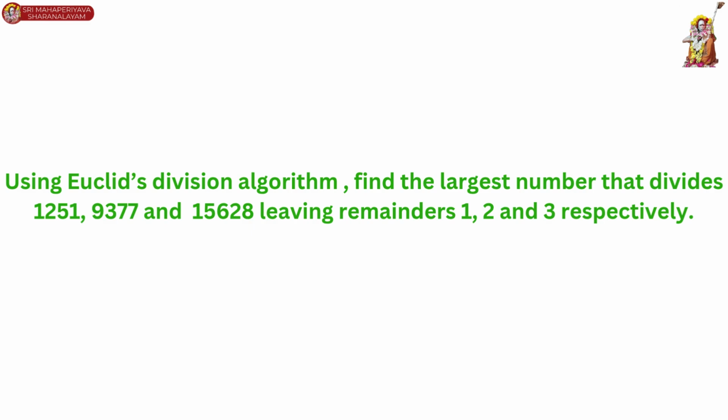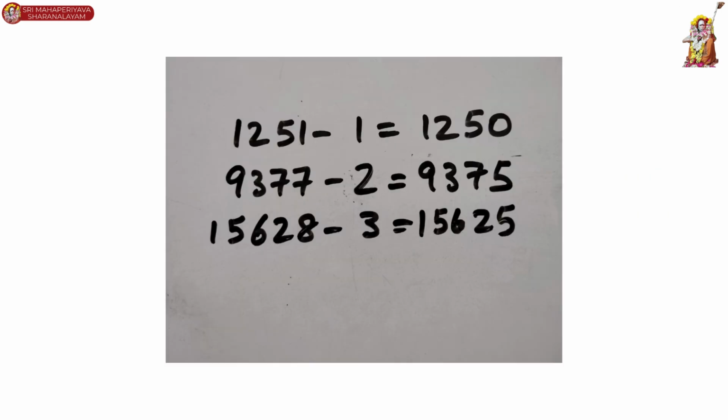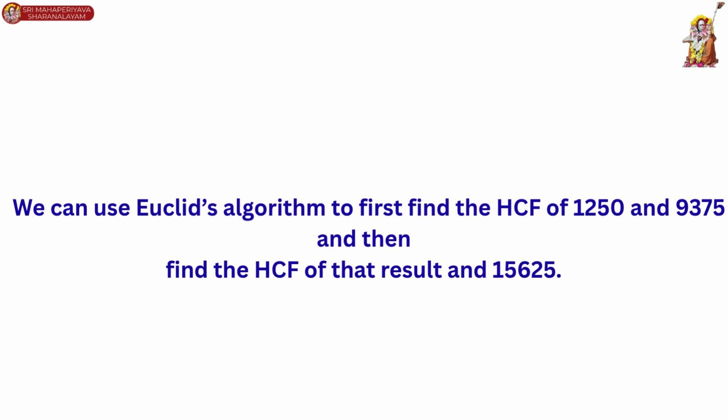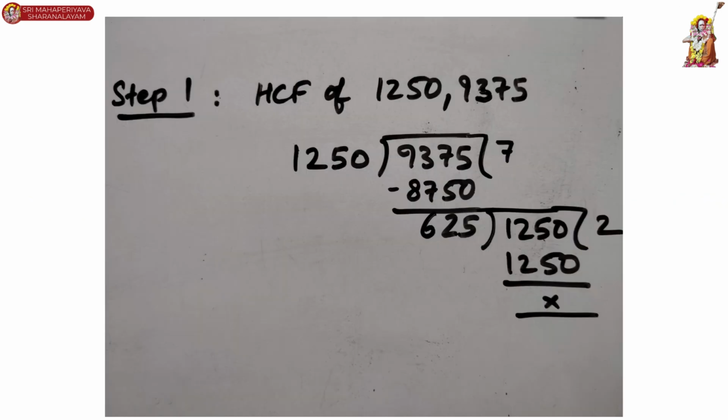First, when we read the question, we have the three remainders as 1, 2 and 3, which means without the remainders, the three numbers will be 1250, 9375 and 15625. Now, we need to find the HCF of these three numbers using Euclid's algorithm. First, we can use Euclid's algorithm to find the HCF of 1250 and 9375, and then find the HCF of that result and 15625. So the first step, HCF of 1250 and 9375 is 625.